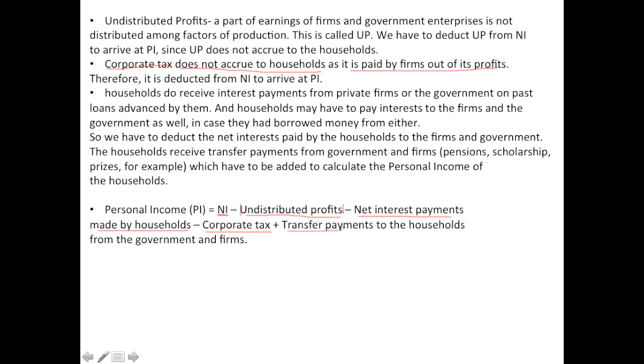What are transfer payments? Remember that transfer payments are added. Transfer payments to the households from the government and firms. Transfer payments are like pensions, scholarships, prizes, for which you don't pay back. So these transfer payments which are made to the households from the government as well as the firms become a part of personal income because they're an advantage to the households, and they're going to be using this money for whatever they want to do in their life. So that is a part of personal income.